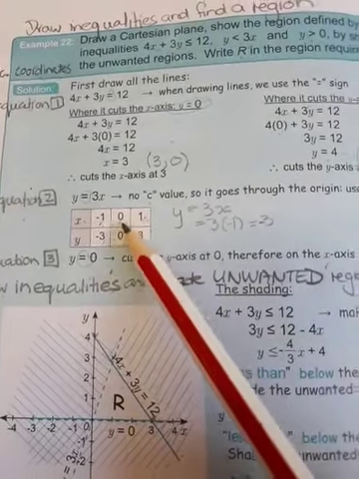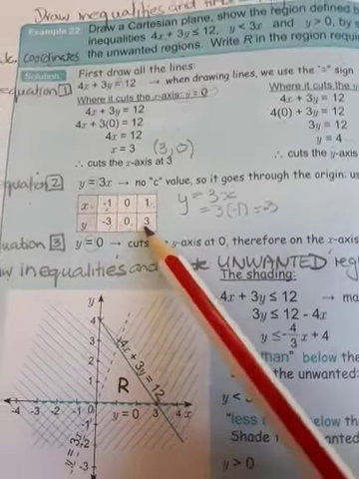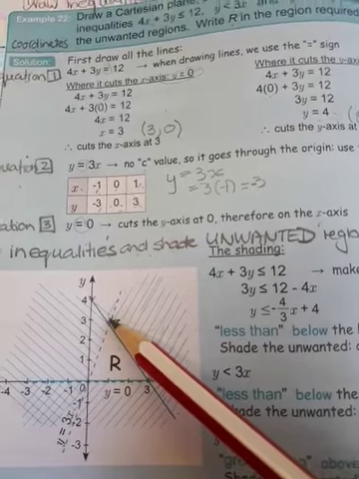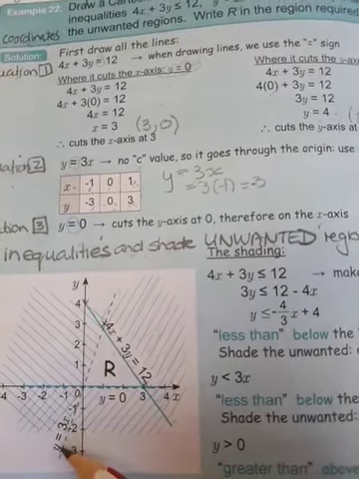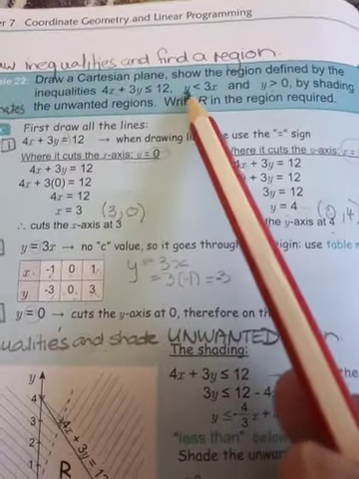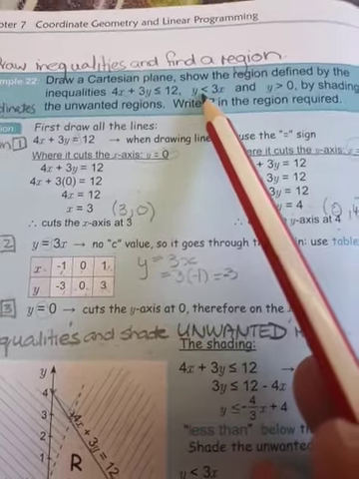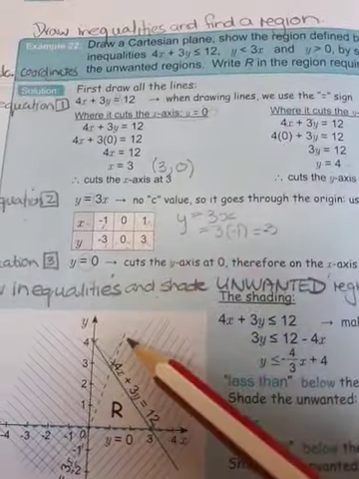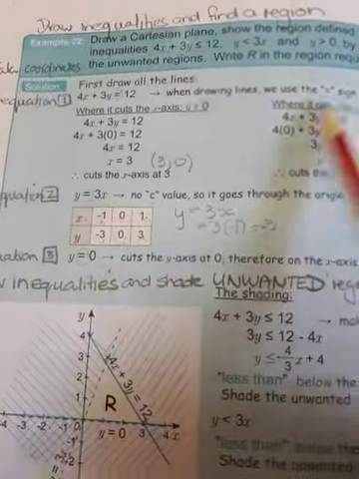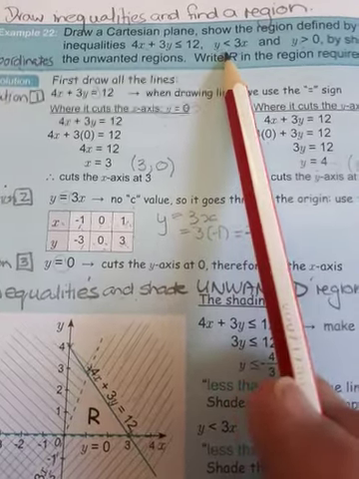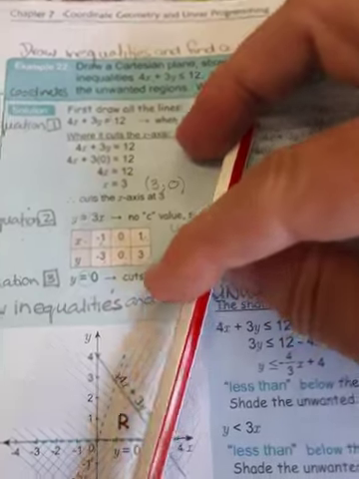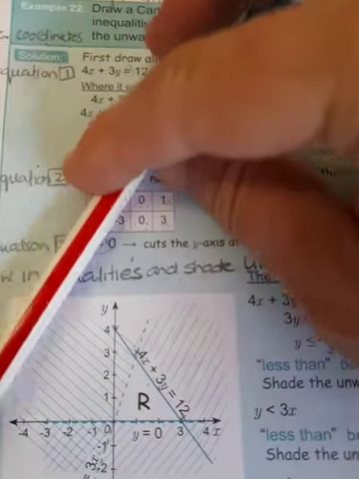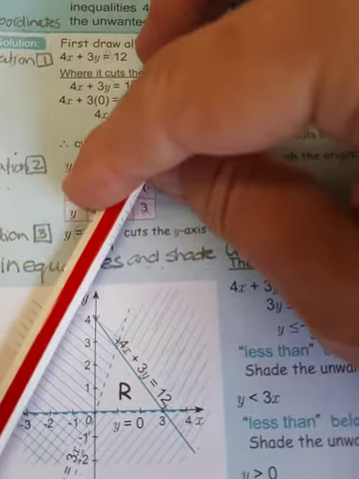If we look at the second one, we can plot the points negative 1, negative 3, 0, 0, and 1, 3, and here goes the line. Now again, go to your inequality. y is less than 3x, meaning there is no equal to, therefore it must be a dotted line. It says less than, so less than should be below. Again, importantly, the wanted region is below. We shade the unwanted region, therefore we shade it upwards.